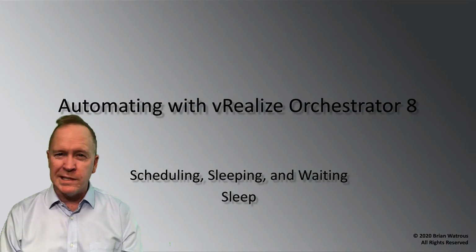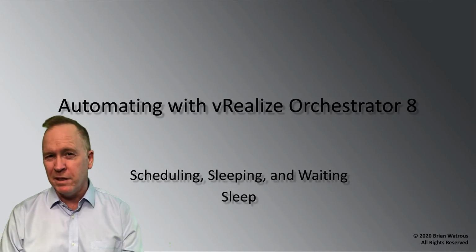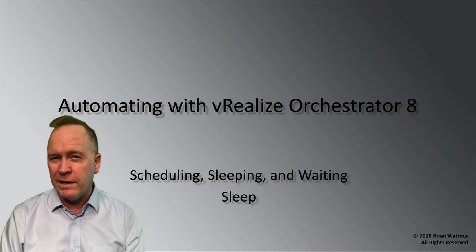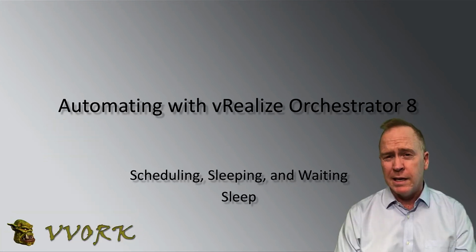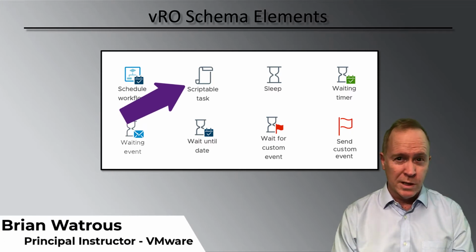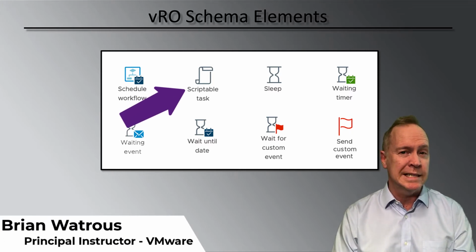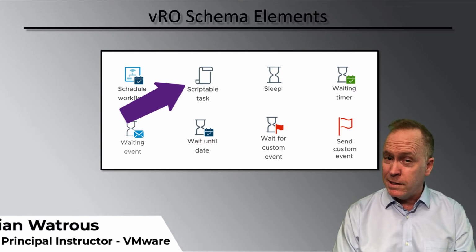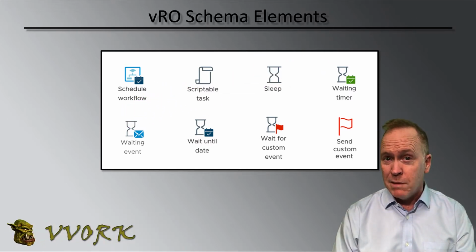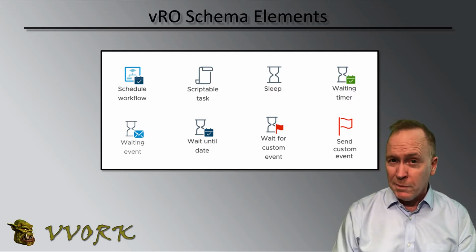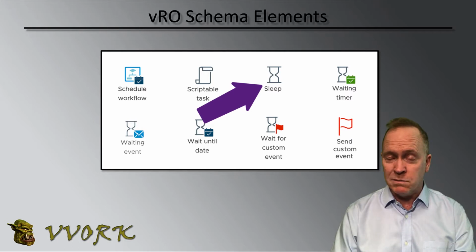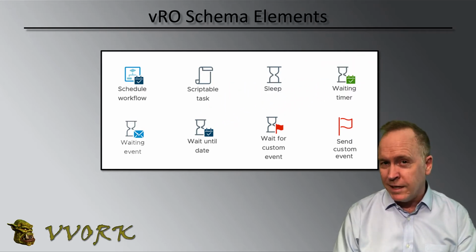We're going to see how to use the sleep schema element in a few moments, but just before we do, make sure you take a look up there in the corner where you'll find a playlist for all the videos in this series. In the previous video, we saw how to use JavaScript code. Specifically, we saw how to use the system.sleep method to cause our workflow to sleep for a specified number of milliseconds. But there's an easier way to do it. What we're going to be seeing here in a few moments is the sleep schema element, which again is much easier to use. So let's head to the lab environment.